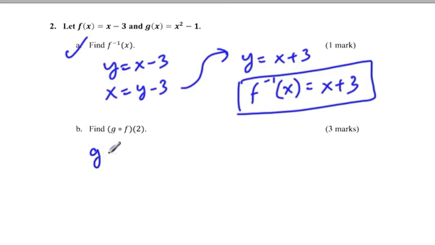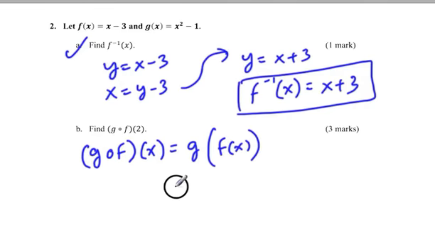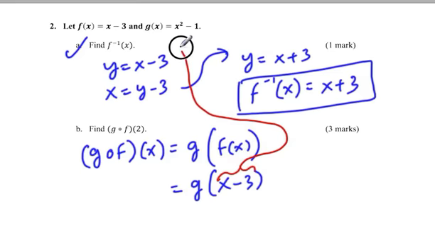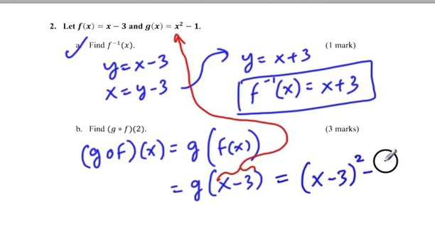First, always just find g of f of x. It's just a good practice, personally speaking. So g of f of x is simply g of, what's f of x? It's x minus 3. Now remember, this is the argument, and it goes right into over there. So this is equal to (x minus 3) squared minus 1.